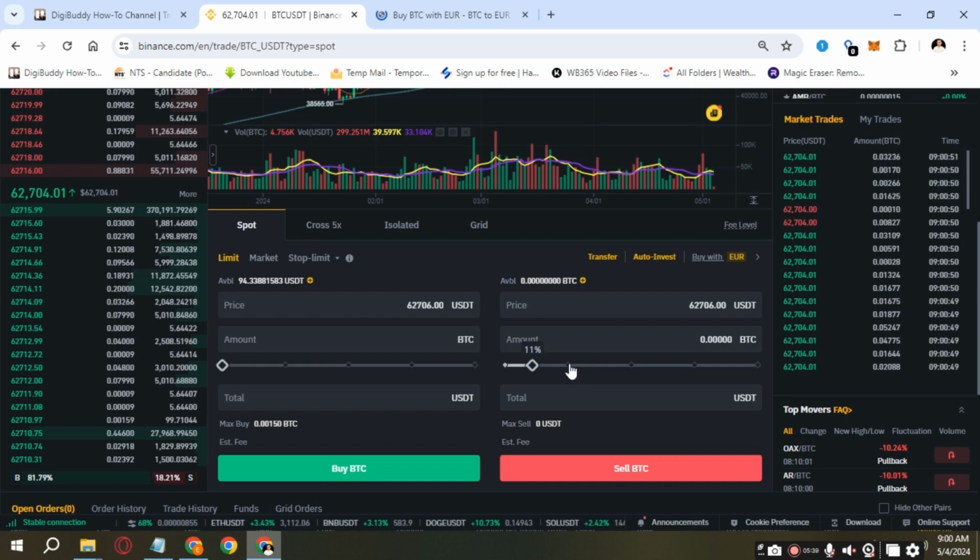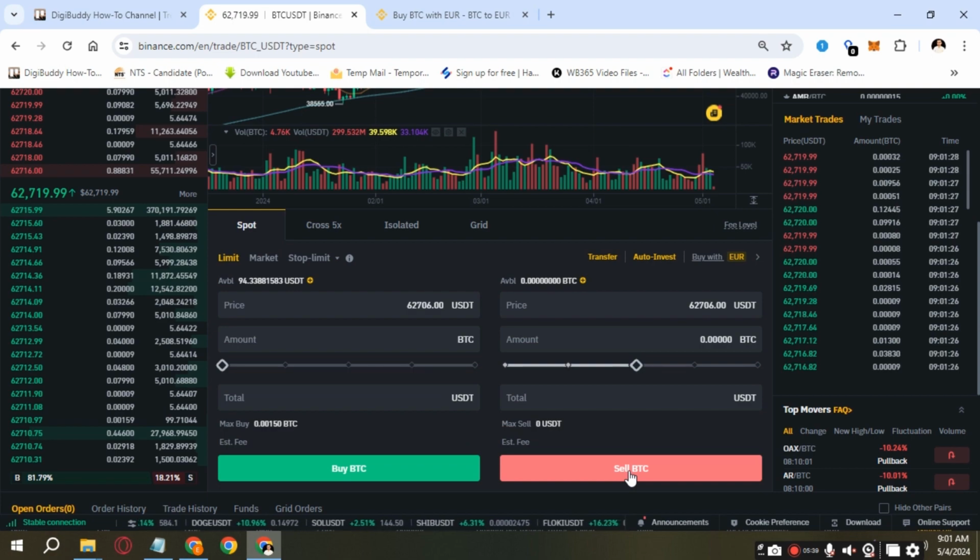Now, you'll see the option to sell your Bitcoin at the market price or set a limit price. Decide on the amount of Bitcoin you want to sell by adjusting the slider or entering the quantity manually. Once you're satisfied with your selection, click on the Sell button to execute the trade. Your Bitcoin will be converted into Euros or your chosen currency.